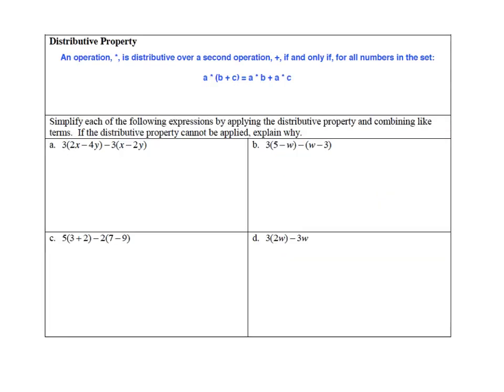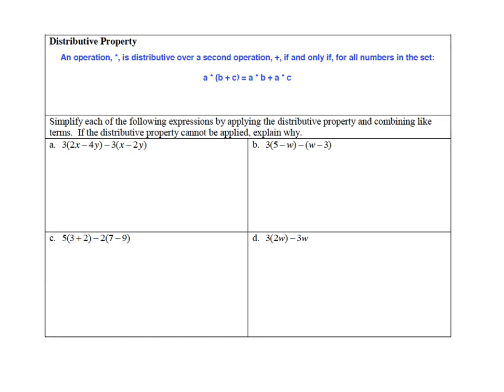The next property is the distributive property. An operation star is distributive over a second operation plus, if and only if, for all numbers in the set, A star the quantity B plus C equals A star B plus A star C. So we're distributing the A over the parentheses.